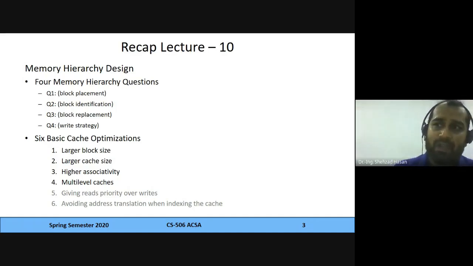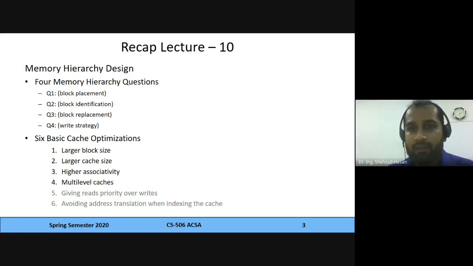So our first question is, how are you going to place the block within that higher level? So we looked at different schemes like direct mapping, set associative, and associative mapping. Once the block is there, how are you going to identify that this is the block that you need? There can be different techniques for that. For direct mapping, we're looking at the line first and then comparing the tag. For fully associative, we match the tags in parallel.